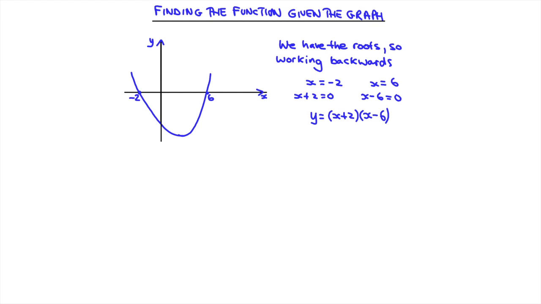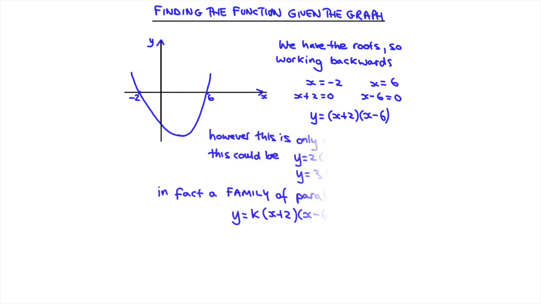So if we were given this graph here, we would have to work backwards. Again, we know it's a parabola, and we have the roots. So we know the roots are x equals -2 and x equals 6. Working backwards then, we could write x plus 2 equals 0 and x minus 6 equals 0. So one possible function would be y equals x plus 2 times x minus 6. But that's only one possibility.